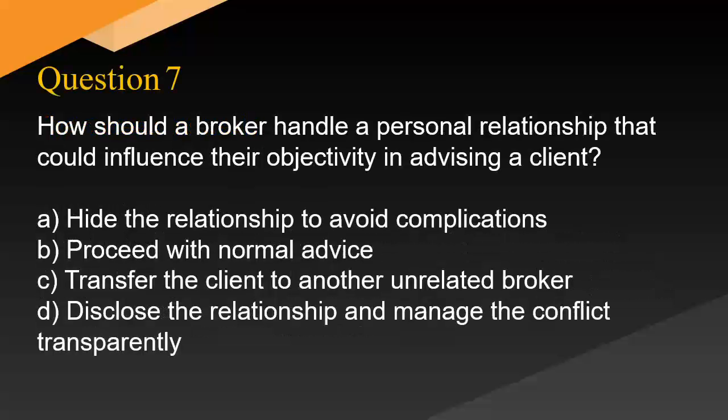How should a broker handle a personal relationship that could influence their objectivity in advising a client? A. Hide the relationship to avoid complications. B. Proceed with normal advice. C. Transfer the client to another unrelated broker. D. Disclose the relationship and manage the conflict transparently.